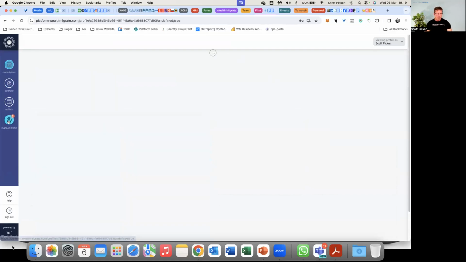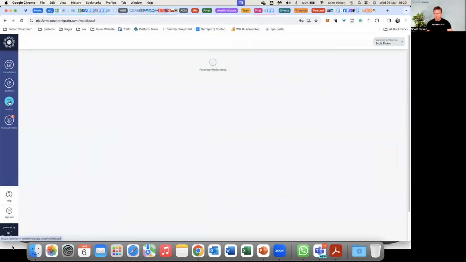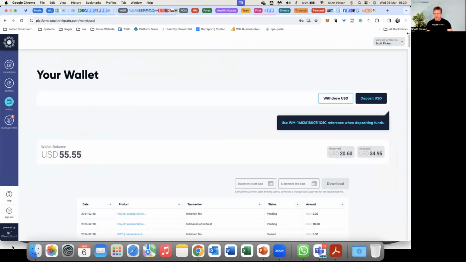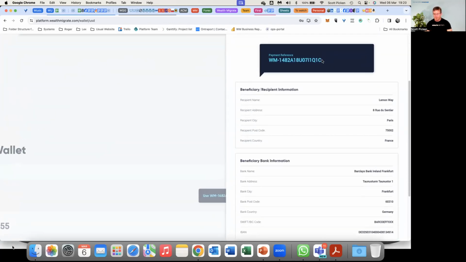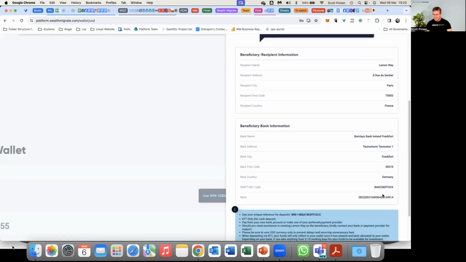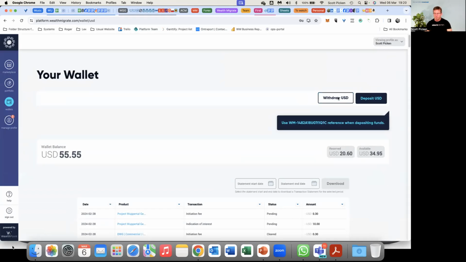I can go into manage my profile. So everything's here around my country of residence and everything. And you can see that I'm approved. I can go to my wallet. So again, I can literally go into my digital wallet. I can do this in my profile, or I can do it in my company profile. I can deposit money. It's very important to use that reference number, by the way. And obviously all the bank details are here. You can see that it's Barclays Bank and it's in Germany where I deposit all the money. So that's if I deposit money in my wallet, or I can withdraw money.